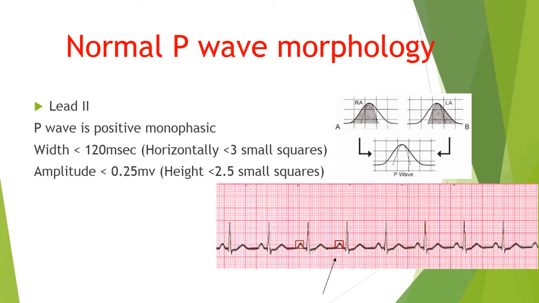Normally the P wave in lead 2 is positive monophasic. Like you see here in this example, the P wave is positive monophasic. This is in lead 2, and the P wave width should be less than 120 milliseconds, horizontally less than 3 small squares, and in amplitude it should be less than 2.5 small squares.